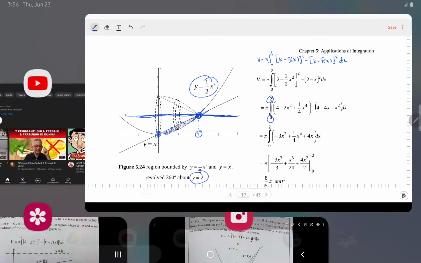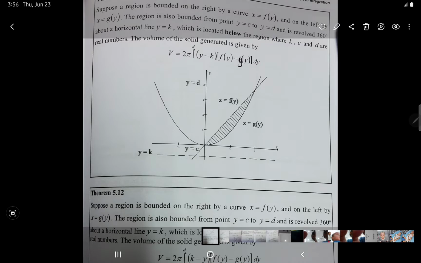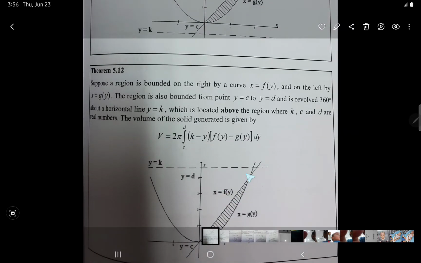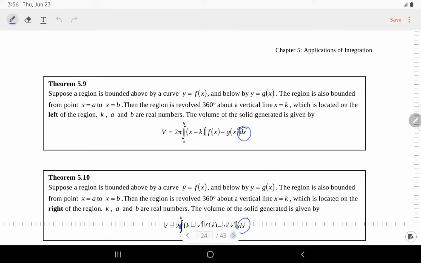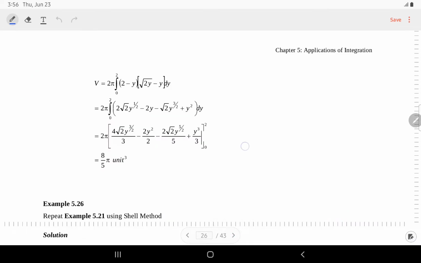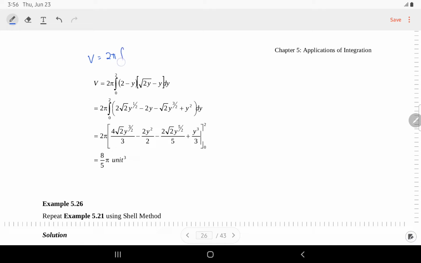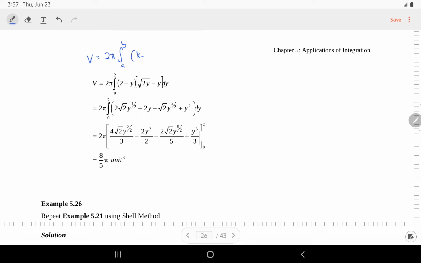So kita nak guna formula yang mana? Formula yang ni. Okay, theorem 5.12. So kita nak guna formula yang ni lah. Okay, so kita tengok solution dia. Yang ni. Okay, so formula theorem 5.11, the formula is V equals 2 pi and then integral from a to b, K minus theorem 5.12 kan. Okay, 5.12.